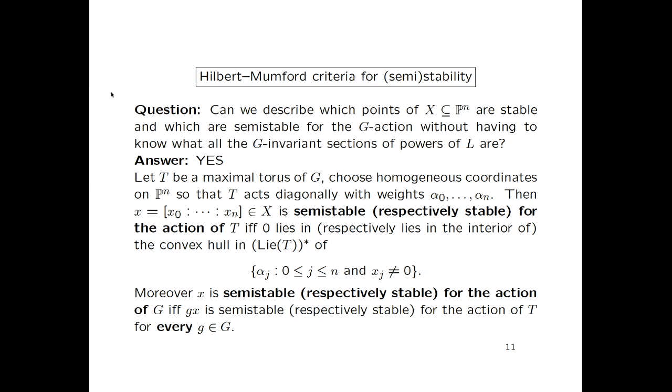So one of the reasons that classical GIT is really powerful is that you can describe which points are semi-stable and which points are stable without having to know what the G-invariants are. The invariants in general are very hard to understand, but we have these Hilbert-Mumford criteria which tell us relatively explicitly, in terms of combinatorics and the weights and so on, when points are stable and semi-stable. So that's very powerful.